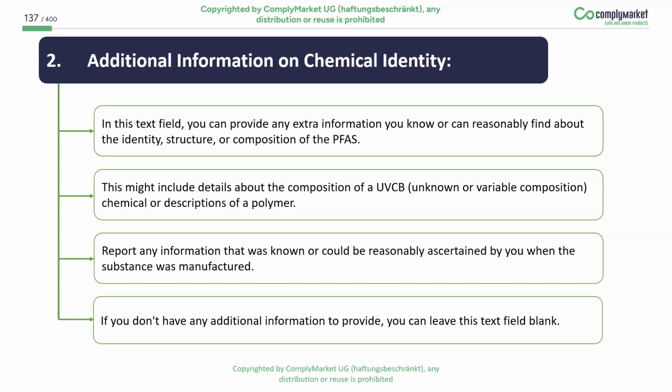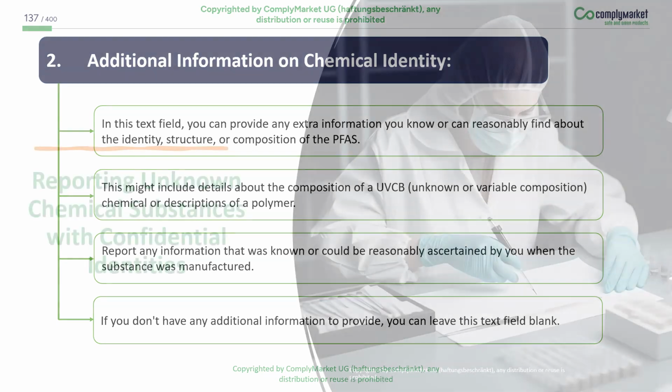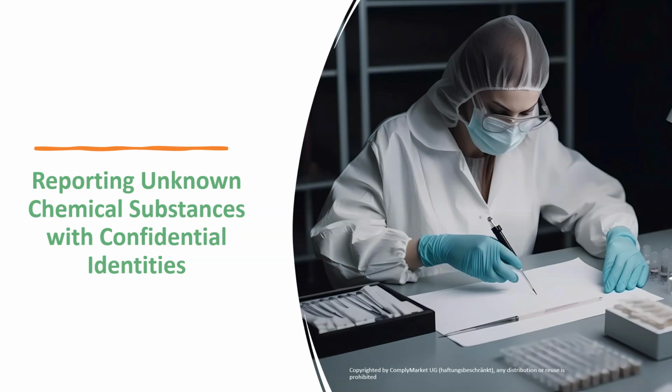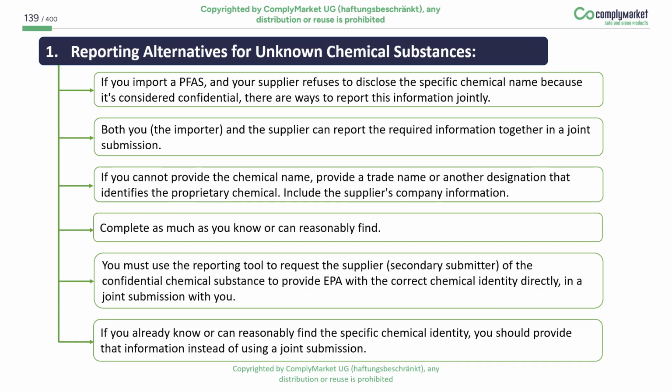Additional information on chemical identity, that's if you can provide extra information, like details about the composition of the UVCB chemical, or a description of the polymer. Reporting unknown chemical substances with confidential identities. If you import, reporting alternatives for unknowns. If you import PFAS and your supplier refuses to disclose a specific chemical name, there are ways to report this information jointly.